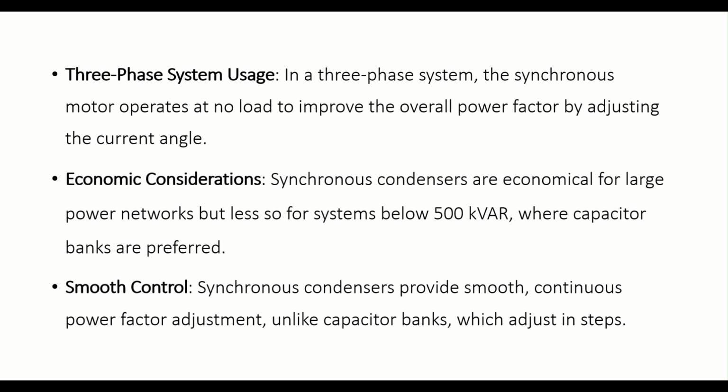The synchronous motor is used in systems above 500 kVAR. Why? Because it is more economical. Below 500 kVAR electrical systems, we use capacitor banks. In a synchronous condenser, there is smooth operation as well as continuous power factor adjustment. That's one of the reasons why industry uses synchronous condensers.